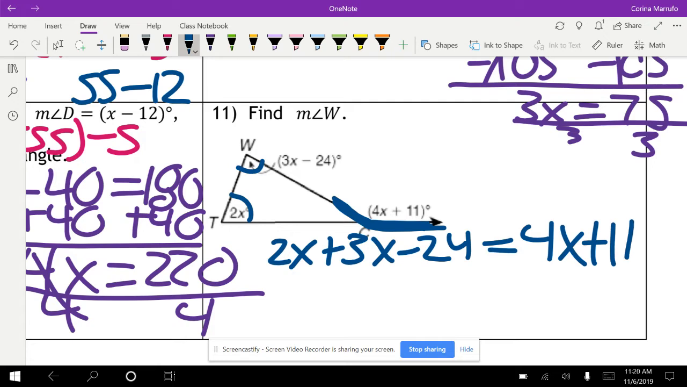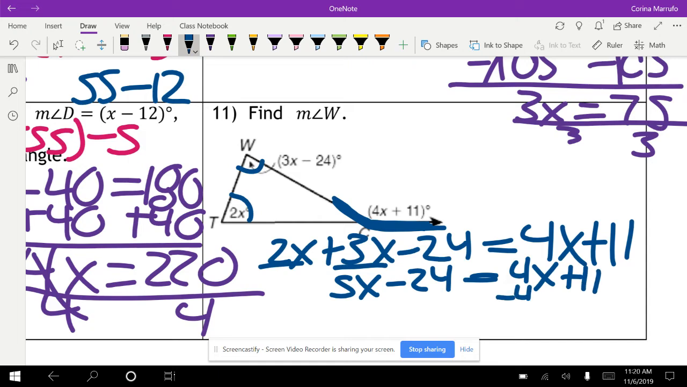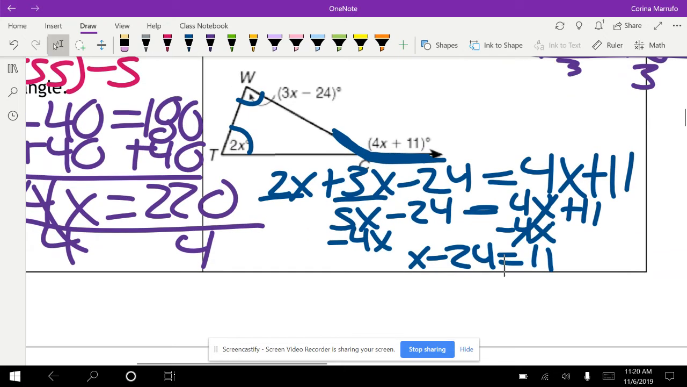And then we start solving for x. So 2x and 3x together is 5x minus 24 equals 4x plus 11. And then we're going to move the 4x to the other side first. Minus 4x, minus 4x. This gives us x minus 24 equals 11. This cancels. We are going to move the 24 to the other side by adding 24. And we get x equals 35.